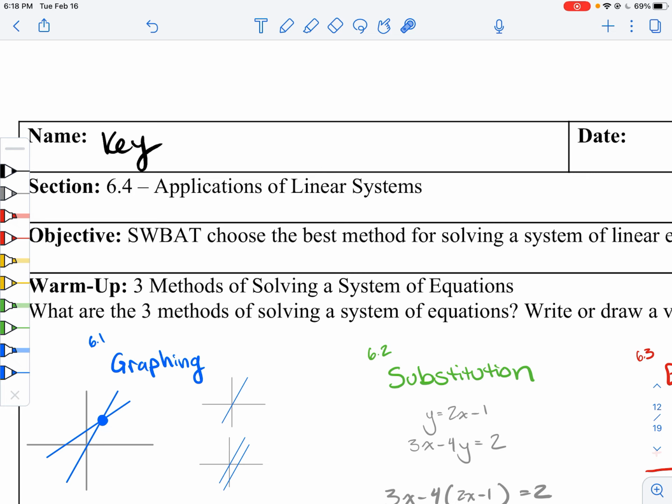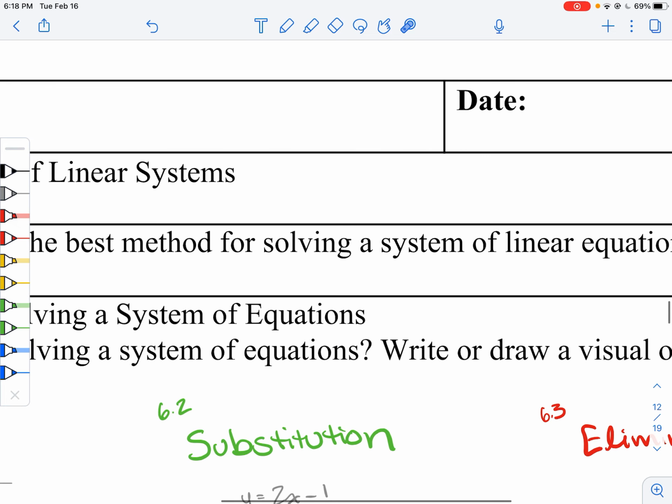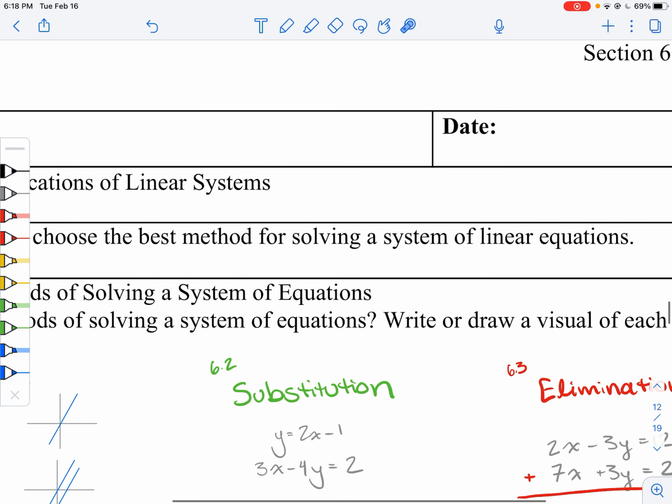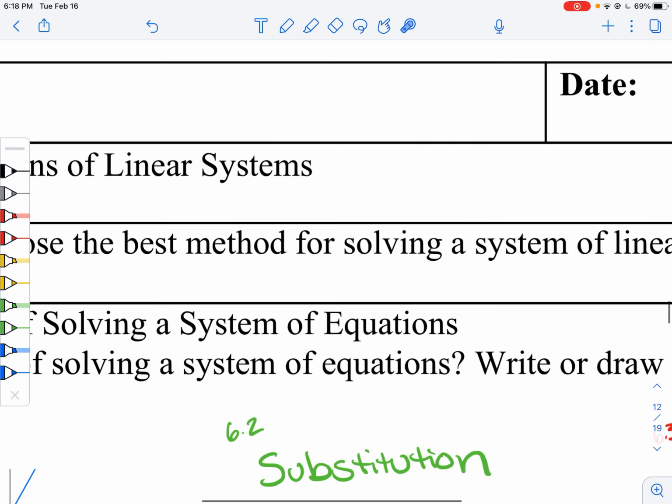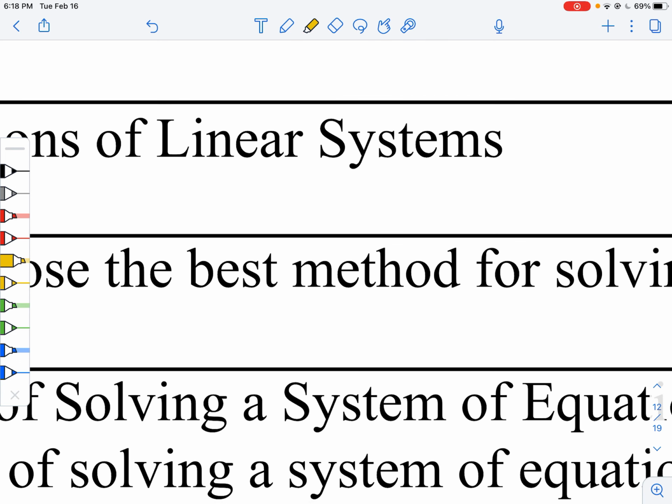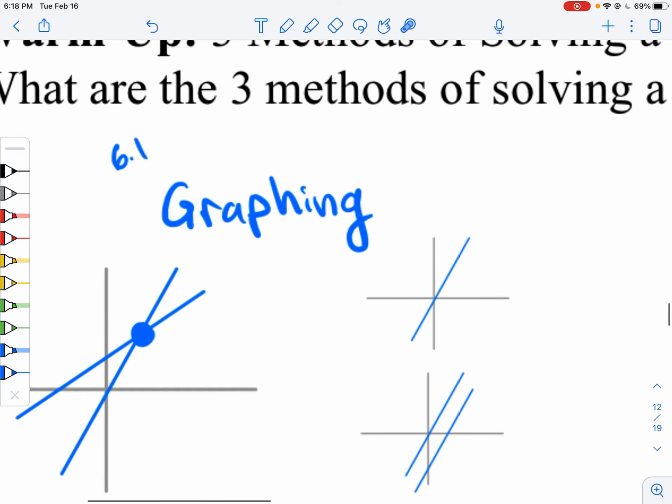Lesson. By the end of the day, you'll be able to choose the best method for solving a system of linear equations. In order to choose the best method, you must first remember what the methods all are. So let's take a quick review session.